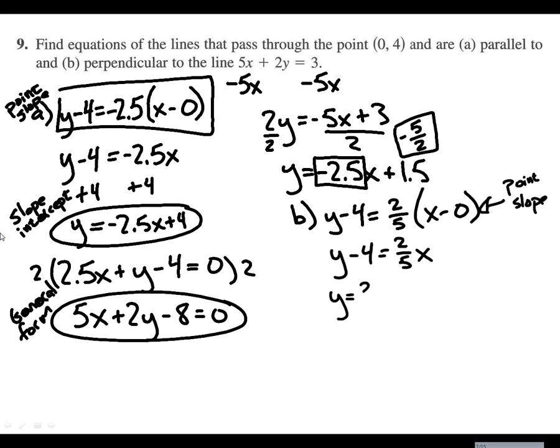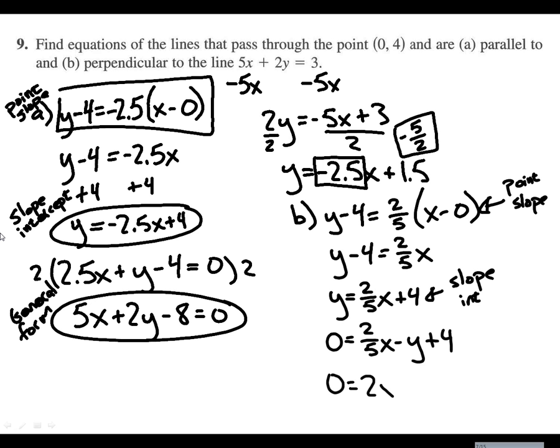y = (2/5)x + 4 would be our slope-intercept form. And then our general form would be, we need to multiply everything by 5 to get rid of our fraction. 2x - 5y + 20 = 0 would be our general form.